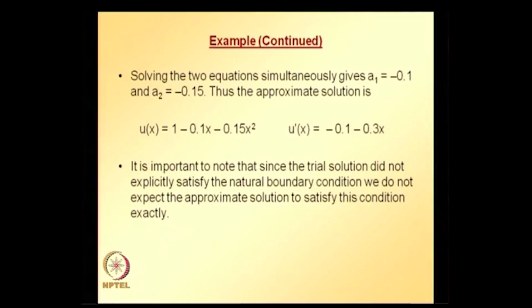Okay. So there will be some error when you look at the derivative quantity. That is what we observed even in the previous example: our u value is matching very accurately with the exact solution, whereas for the derivative of u, you have some error. Why is it so? Because the trial solution did not explicitly satisfy the natural boundary condition.